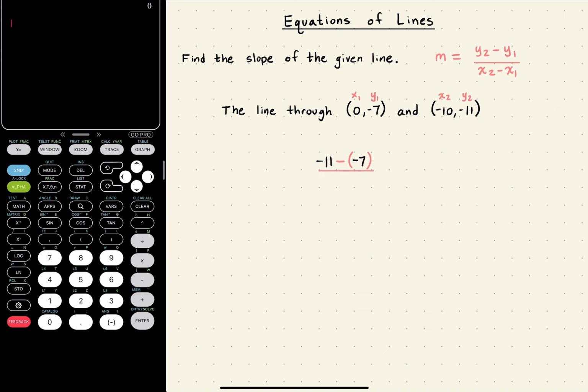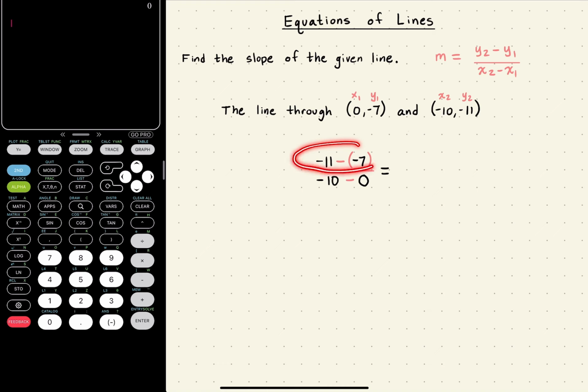and then on the bottom we have x2 minus x1. So we'll do x2 minus x1. x2 is negative 10 minus x1 is 0. And let's see what we get.